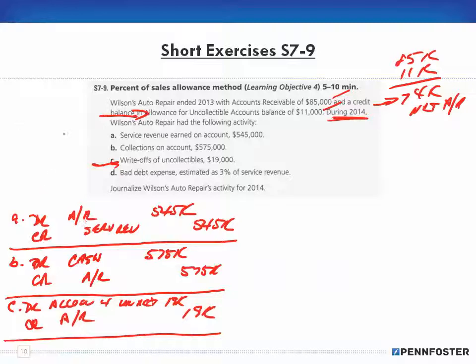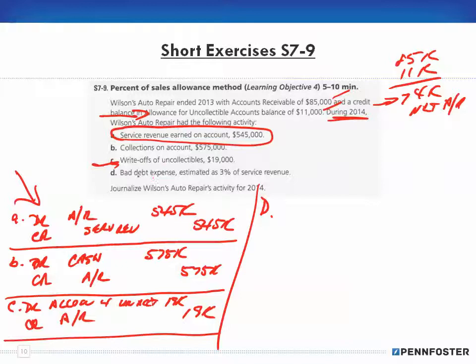Okay. And let's see, lastly here, D. Bad debt expense estimated as 3% of service revenue. Okay. So my service revenue, earned on account right here, which is this entry here, we're going to write off the bad debt expense. All right, so I'm going to debit my bad debt expense. So we're using the allowance method, and we're using the percent of sales method, like it says right here.